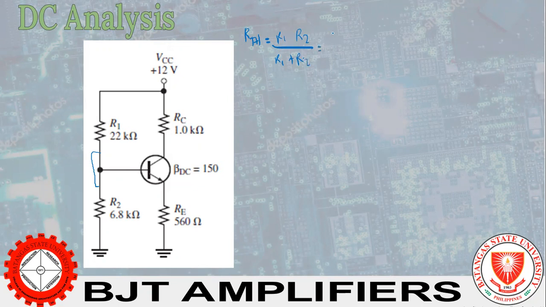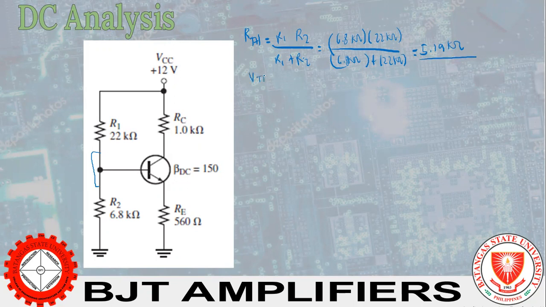So, multiply natin 6.8 kilo ohms times 22 kilo ohms. Then, pag-plusin natin siya, 6.8 kilo ohms plus 22 kilo ohms. So, makakakuha tayo dito ng 5.19 kilo ohms. Okay, so for RTH.